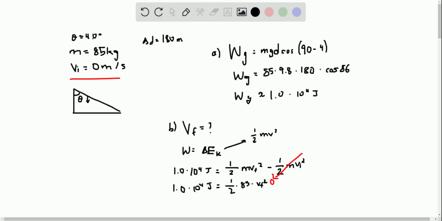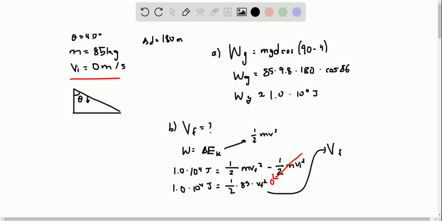Now all we have to do is rearrange. So let's just move over here. What we have to do is isolate Vf. There's a square, so we know that means we have to square root. But first, before we do that, we have this 1/2, so we have to multiply by 2 to get rid of that. And then we have the 85, so we have to divide by 85 to get rid of that. And then finally, we have to square root everything to get rid of the exponent of 2 on Vf.